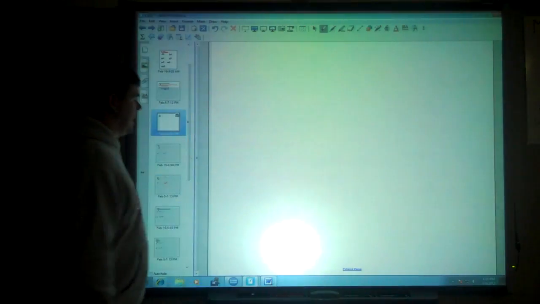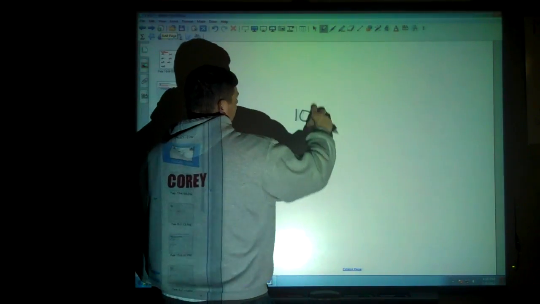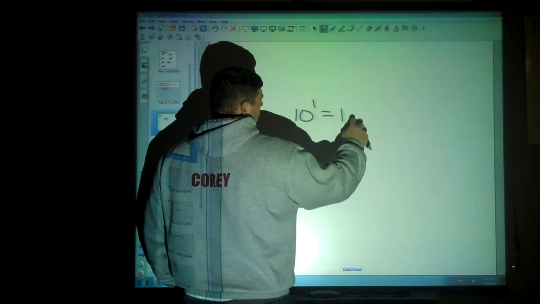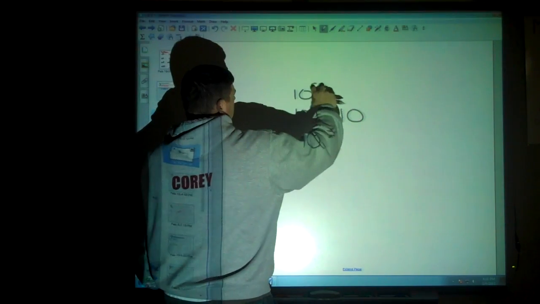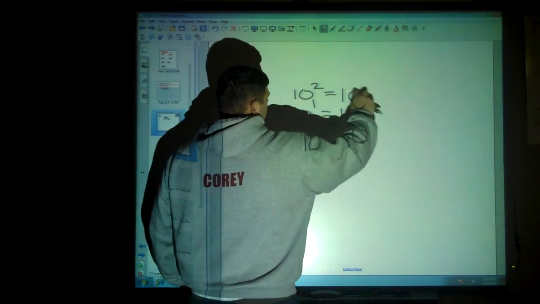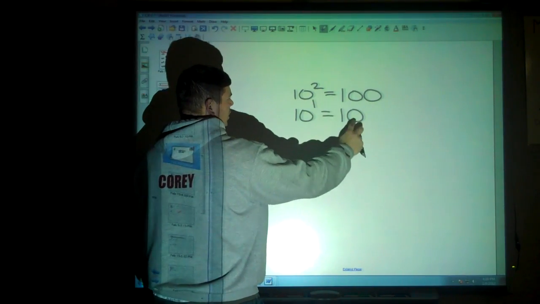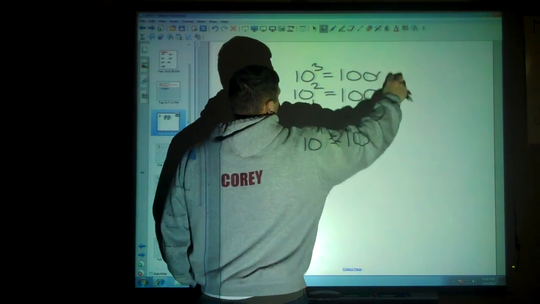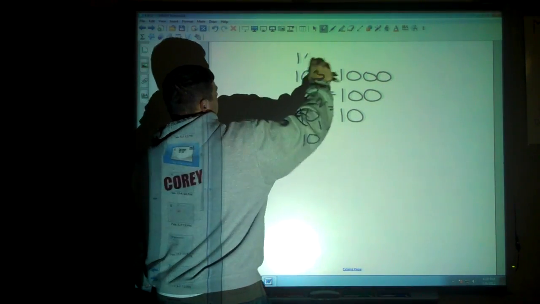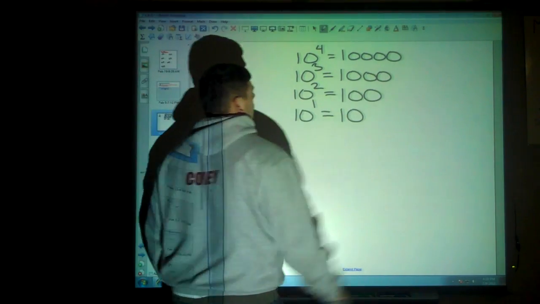Now, if I look at some examples, our numbers are based on 10. So 10 to the 1st power is actually a 1 with 1 zero, or 10. 10 to the 2nd power is actually a 1 with 2 zeros. So there's your 2 zeros, there's your 1. 10 to the 3rd power is a 1 with, you guessed it, 3 zeros. And 10 to the 4th power is a 1 with 1, 2, 3, 4 zeros.